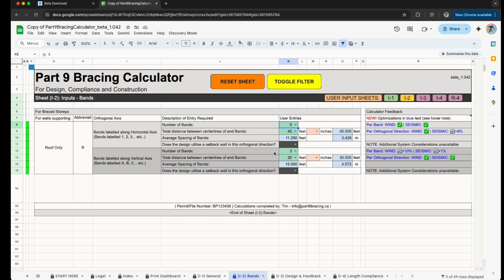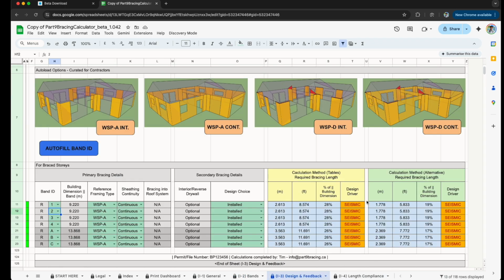Now, the same thing could happen in this direction if I were to change it, and so you start to see these numbers shifting. So this is just providing feedback to the designer, and you do have to consider these values very much in association with the design and feedback tab as well. So we're going to jump over there. I've pre-populated this design with some values. Based on all the inputs that I've put in so far, from I1 general, I2 bands, and design and feedback, you can see with our hypothetical house here, the design driver is very much all seismic.